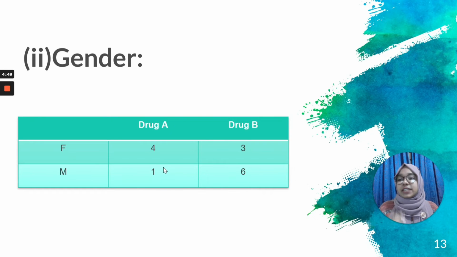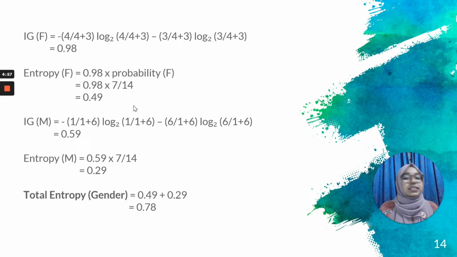Then we have to calculate similarly for the gender attribute. Here is the table of gender. Then calculate the information gain and entropy of female, the information gain and entropy for male, and calculate the total entropy of gender, the summation of this one and this one.